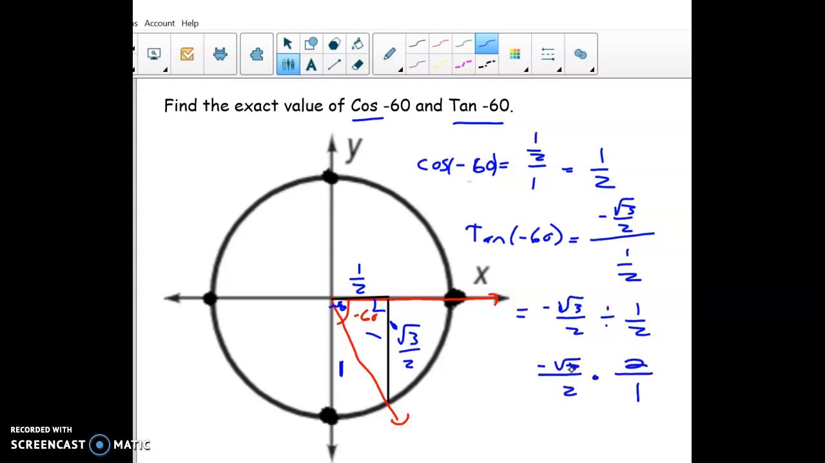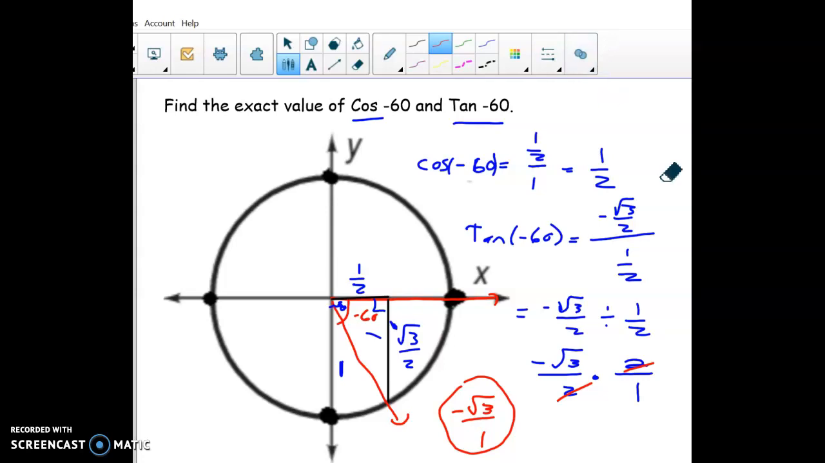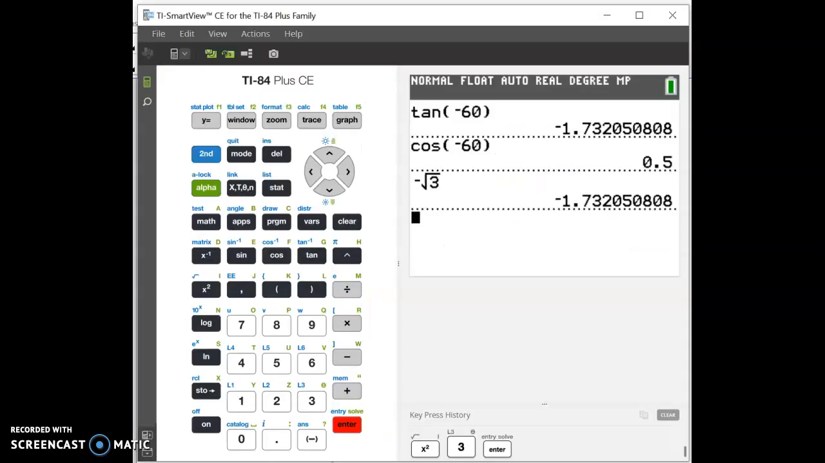Sorry for the bad square root of 3 there. Now these are going to cancel, one on top and bottom, so we end up with negative square root of 3 over 1. So the tan of negative 60 is that right there. That should match what we got on our calculator. If we do negative square root 3, that matches the crazy decimal we got there, so it looks like we did it right. Again, on the test, we want the exact value, not the crazy looking decimal.